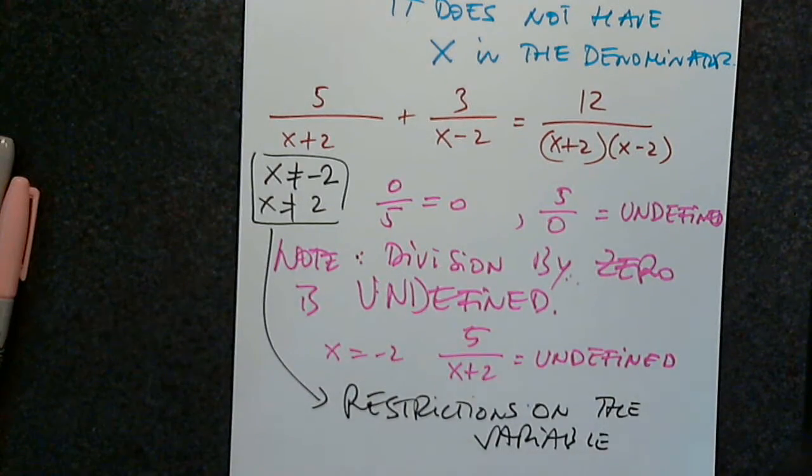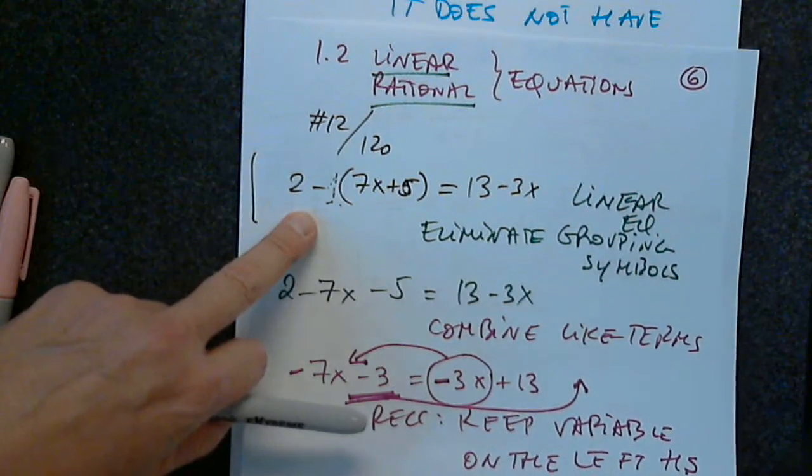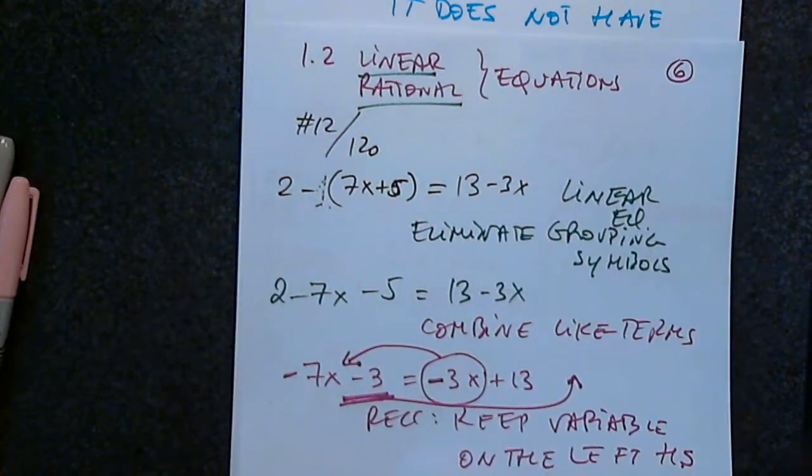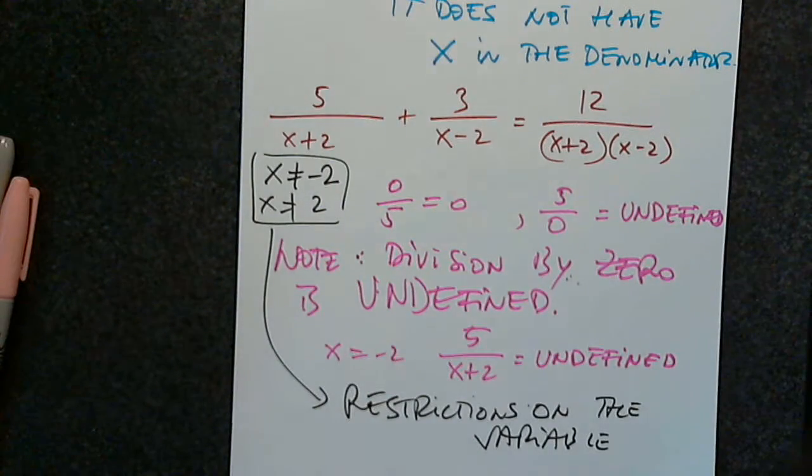And you could say, wait a minute. When you solved this equation a minute ago, you didn't write any restrictions. How come I did not need to write restrictions on a linear equation? There is no x in the denominator. There is no danger.